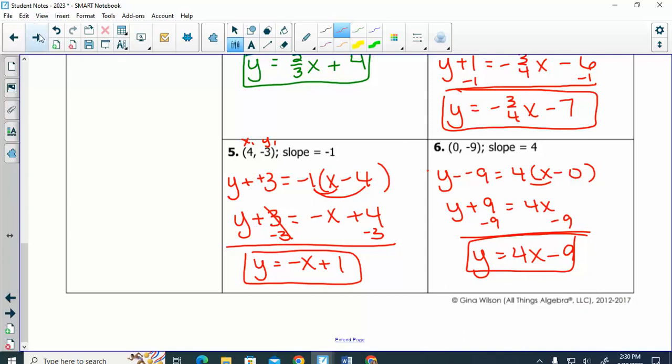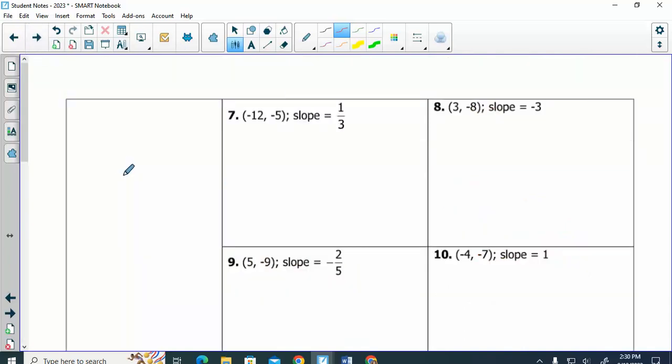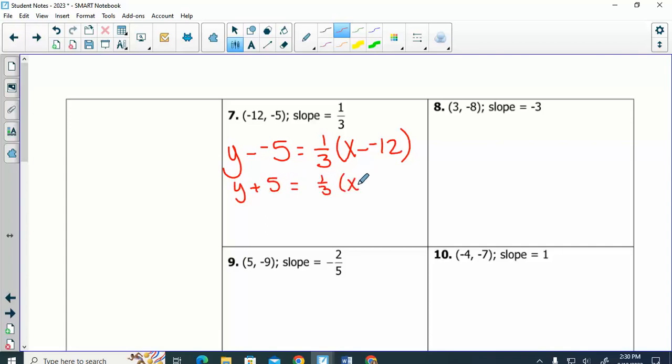Alright. And the last one. So y minus -5 equals 1/3 times x minus -12. If you need to, you can rewrite it minus negative. That's y plus 5 equals 1/3 x plus 12. So if we distribute, 1/3 x plus 4. To change the side, we change the sign. So subtract the 5. So 1/3 x minus 1.